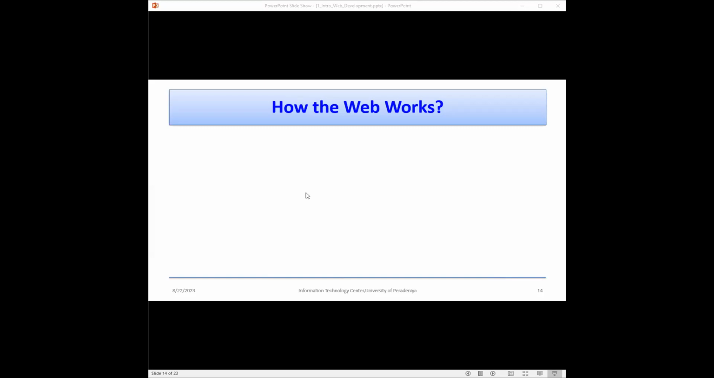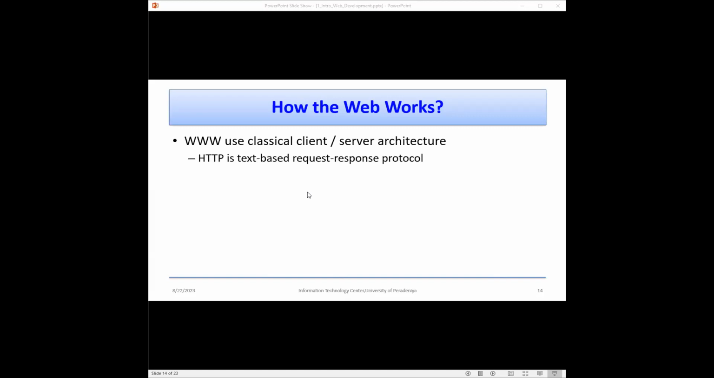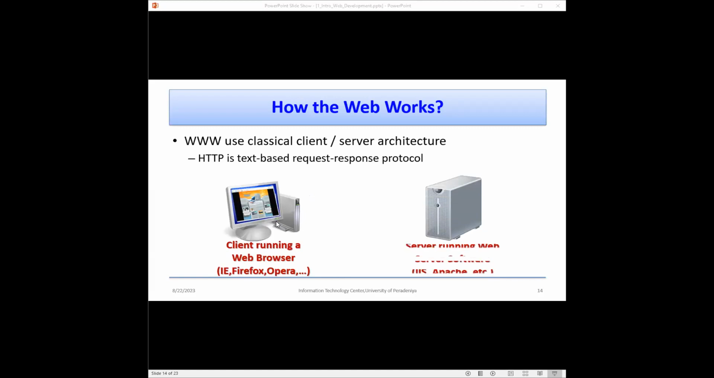So as you know, how does the web work? Basically, the World Wide Web uses the classical client-server architecture, right? HTTP is a text-based request-response protocol. That means the client requests a web page from the server, and then the web server provides the service to the client. The client accesses the web page through the web browser, so the client should have a web browser. On the server side, the server, what you call the host, right?